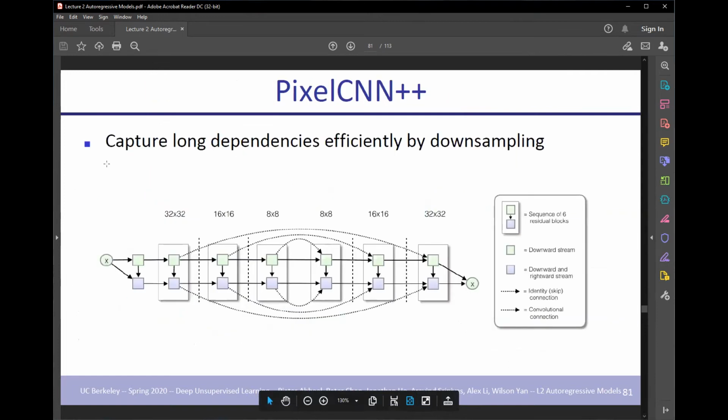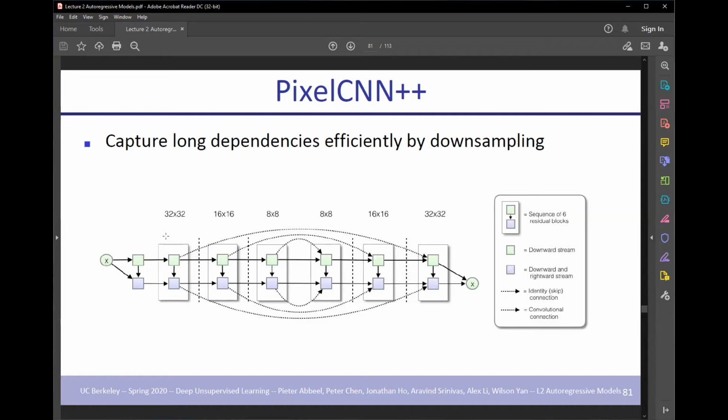So that's one change that Pixel CNN++ makes. The other change it makes is related to capturing long-term dependencies. And the way it does that is by downsampling. Remember that this is again an autoencoder. So you start with the encoding piece, and this is the decoding piece, if you will, and you provide residual connections from this part to the same size network, but you go through and reduce the size and then blow up the size again. And by doing that, somewhat like a U-Net, you begin to gain benefits.